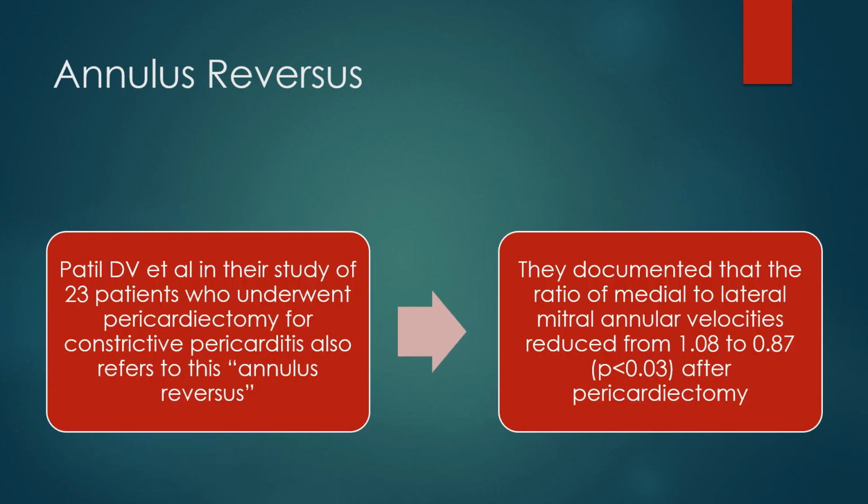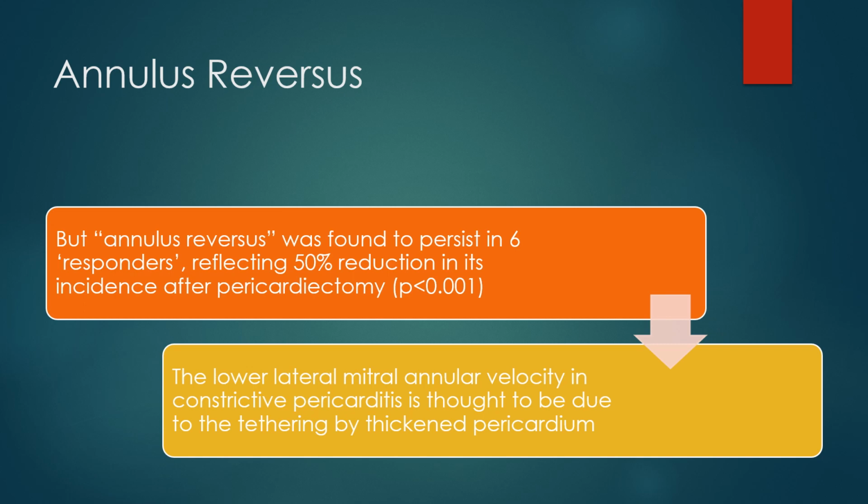Patil and colleagues, in their study of 23 patients who underwent pericardiectomy for constrictive pericarditis, also refer to this Annulus Reversus. They documented that the ratio of medial to lateral mitral annular velocities reduced from 1.08 to 0.87 after pericardiectomy. But Annulus Reversus was found to persist in 6 responders, reflecting a 50% reduction in its incidence after pericardiectomy. The lower lateral mitral annular velocity in constrictive pericarditis is thought to be due to the tethering by thickened pericardium.